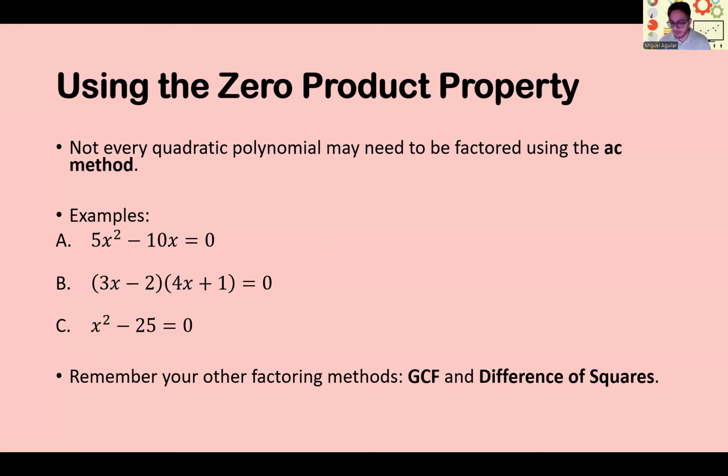So for example, if we look at this first polynomial here, 5x squared minus 10x equals 0. We only have two terms in that polynomial. Let me go ahead and write this down so we can see how this is going to play out. So let's say we have 5x squared minus 10x equal to 0.